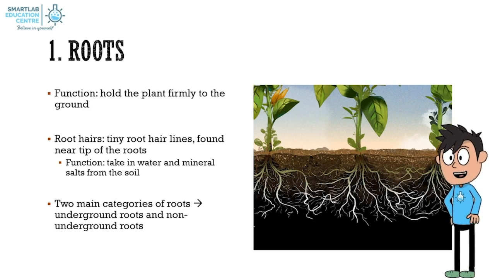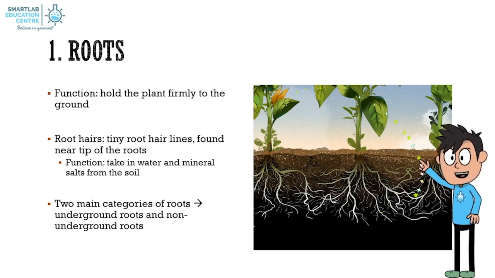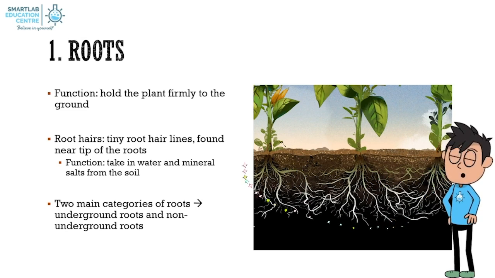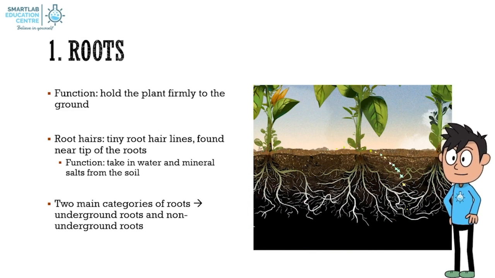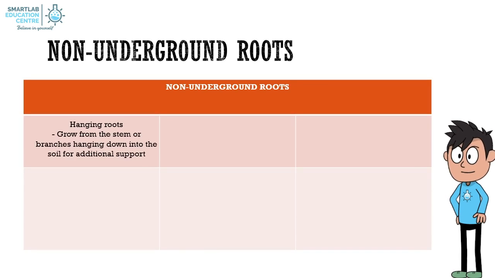There are two main categories of roots, underground roots and non-underground roots. In this diagram you can see the underground roots. Now let us take a look at the example of non-underground roots. There are three types of non-underground roots. Hanging roots, which grow from the stems or branches hanging down into the soil for additional support.